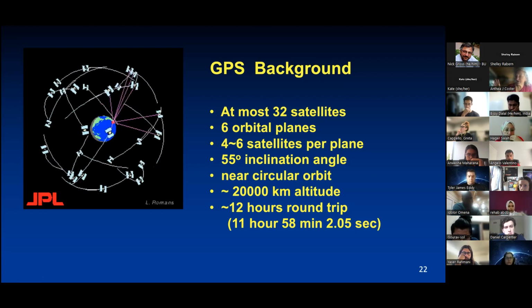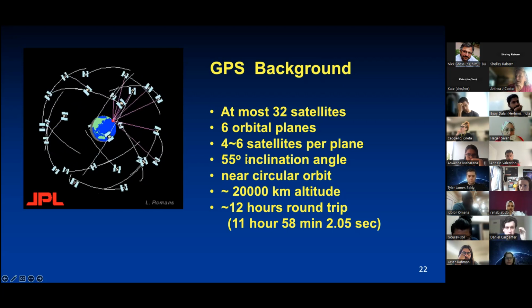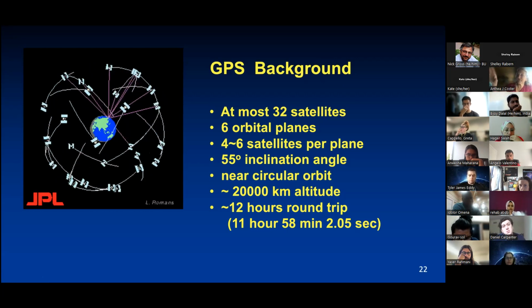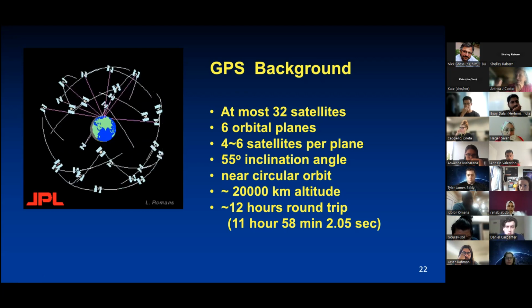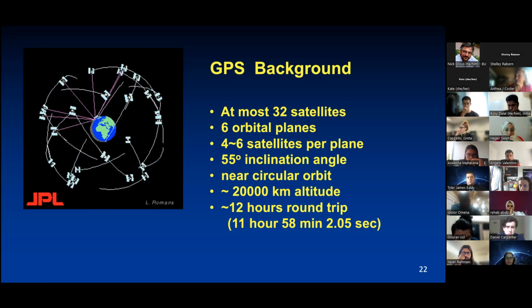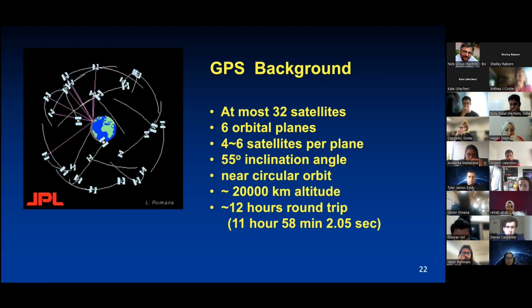GLONASS, which is the Russian system, is much higher. It's, I think, 63 degrees inclination. So combining the different systems, GLONASS and now the Beidou, we really get much more information. And that's why we don't want to just say GPS anymore.